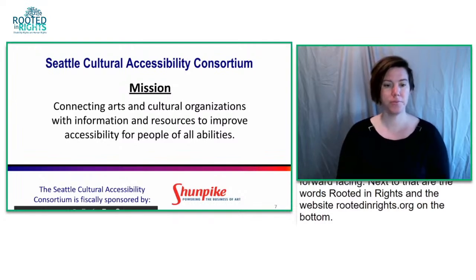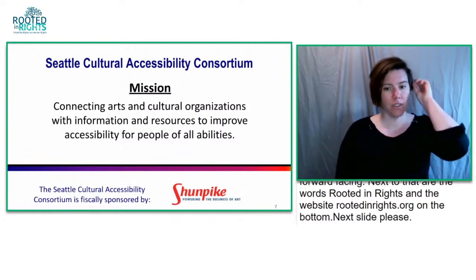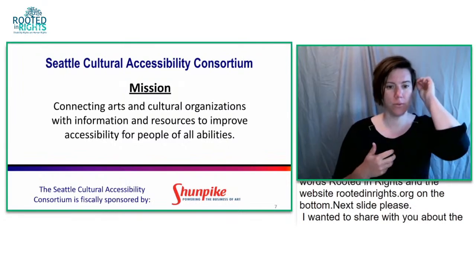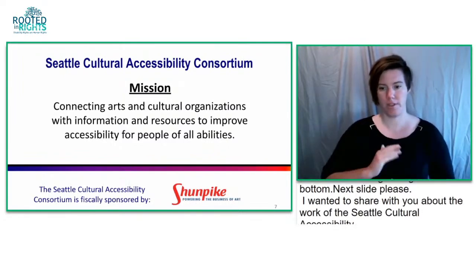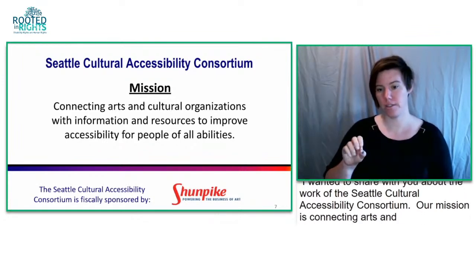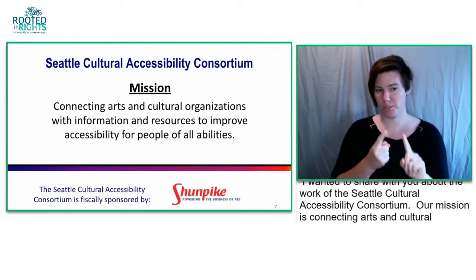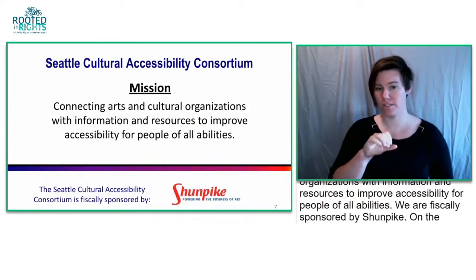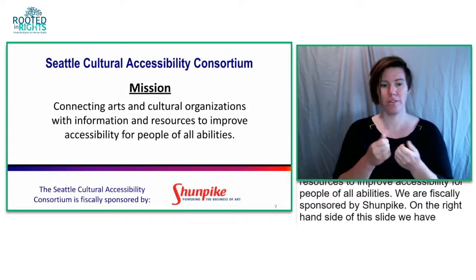So I wanted to share with you about the work of the Seattle Cultural Accessibility Consortium. Our mission is connecting arts and cultural organizations with information and resources to improve accessibility for people of all abilities. We are fiscally sponsored by Sunpike. On the right-hand side of this slide, we have the word Sunpike in red.